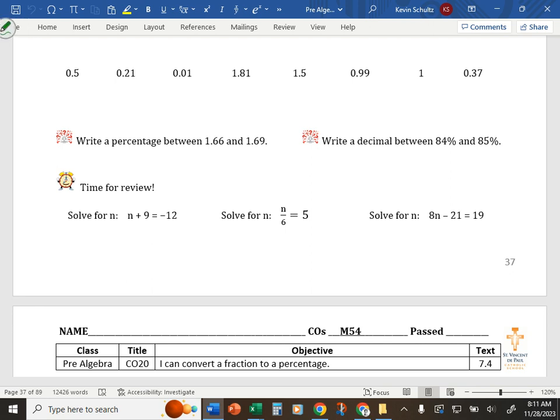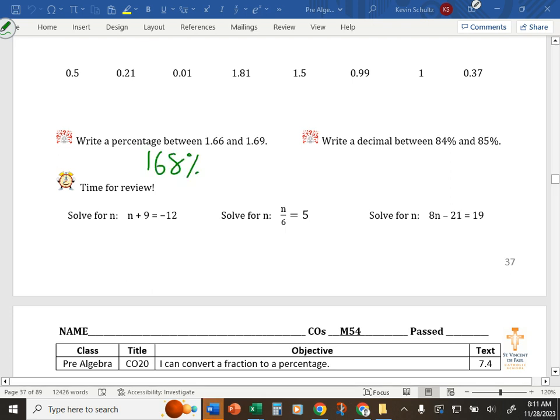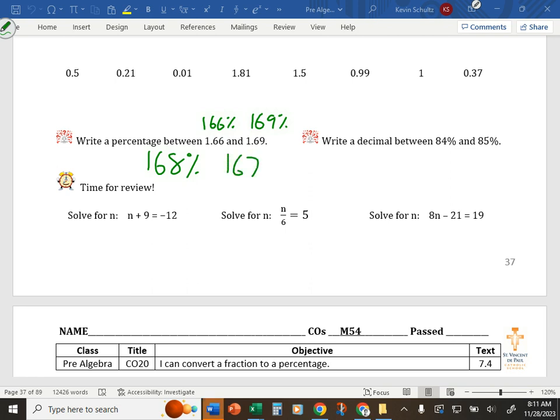What is a percentage between 1.66 and 1.69? Matthew: 168%. Right? Because 1.66 would be 166%, and 1.69 is 169%. So 168% is between there. What else could you put down there? Melina: 167%. Also an option.